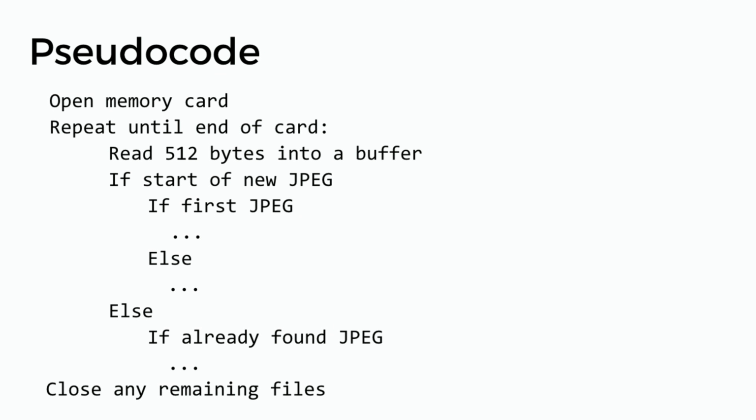After you've reached the end of the memory card, then you should close any remaining files, and if all goes well, you should be done. And you should see that you've now generated a number of JPEG files, each of which contains image data that you can then open up and view visually.